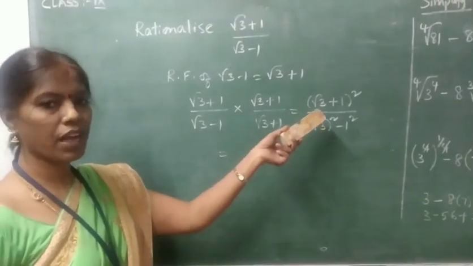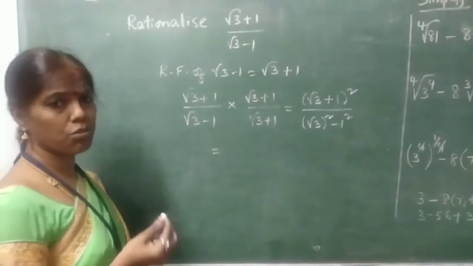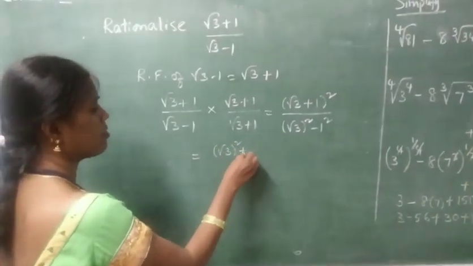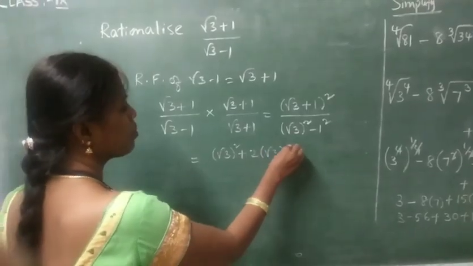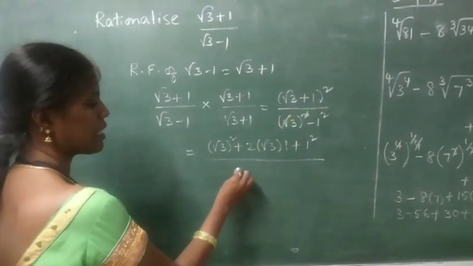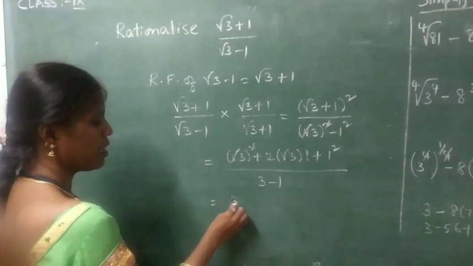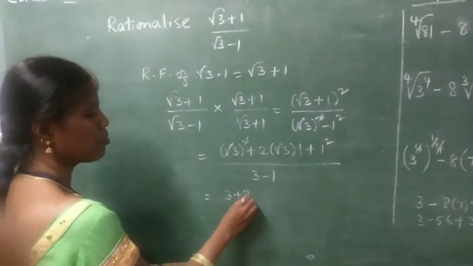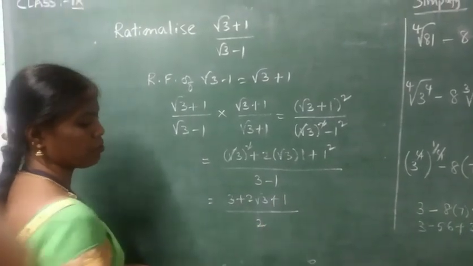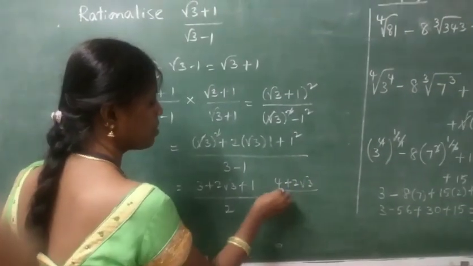It is in the form of a plus b whole square. What is a plus b whole square? A square plus 2ab plus b square. Root 3 whole square plus 2 into root 3 into 1 plus 1 square, by 3 minus 1. Root and square get cancelled. What you get? 3 plus 2 ones are 2 root 3, plus 1 square is 1, by 3 minus 1 is 2. 3 plus 1 is 4, plus 2 root 3, by 2.